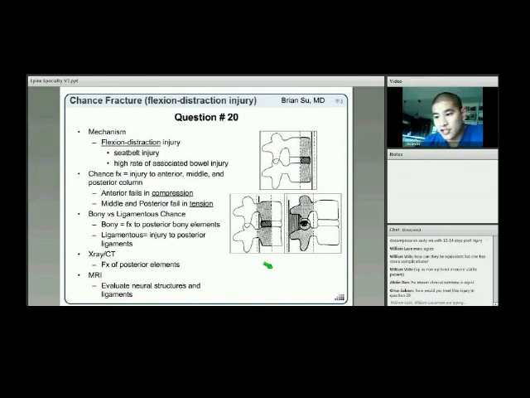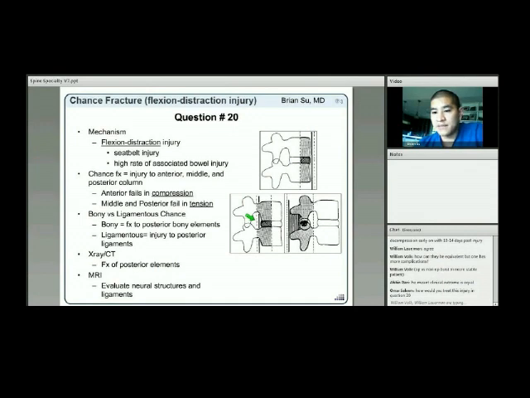The first thing to know about a chance fracture is it's a flexion distraction injury. It's typically a seatbelt injury, so the car accelerates, it stops, you flex forward. There's an injury to the anterior, middle, and posterior column. The anterior column, because of the seatbelt anteriorly, fails in compression, and that is the mechanism. And the middle and posterior columns fail in tension. So the anterior column is compressed, and the posterior column fails in tension.